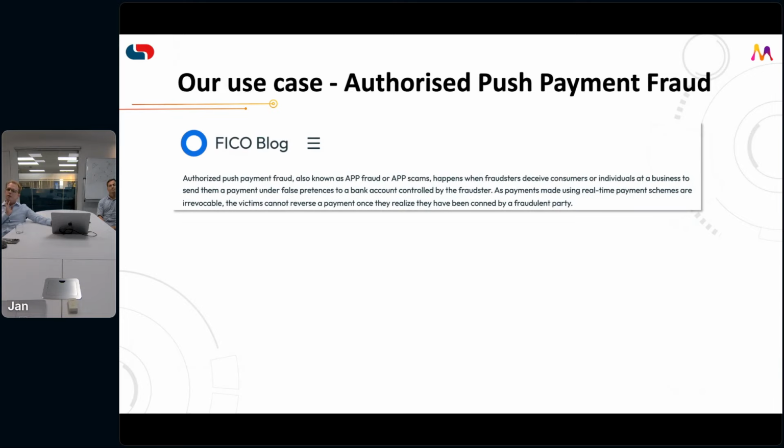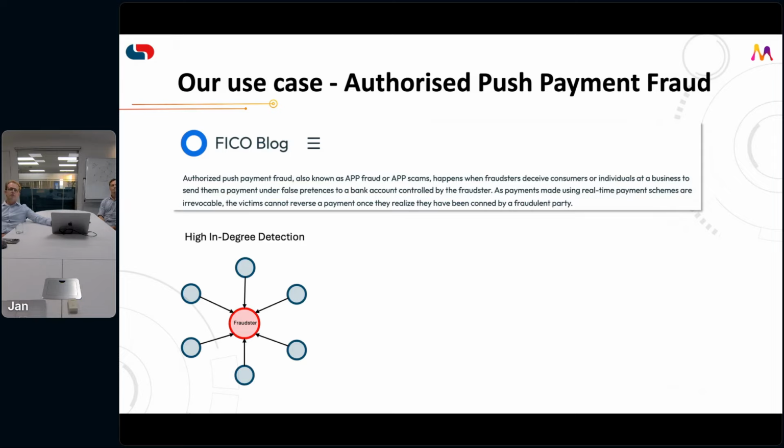Our use case we want to talk about today is authorized push payments. That's basically where you get scammed by paying a scammer and not receiving what you paid for. A lot of the examples are like you buy a MacBook, and the MacBook doesn't show up. But guess what? That fraudster doesn't just target you. They target quite a lot of clients, right? Or a lot of people.